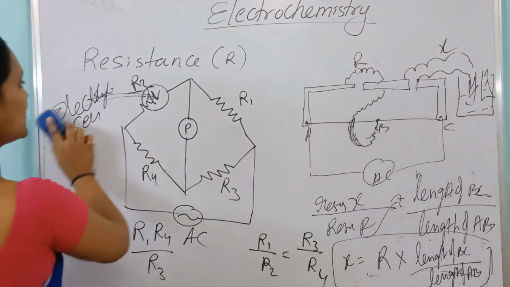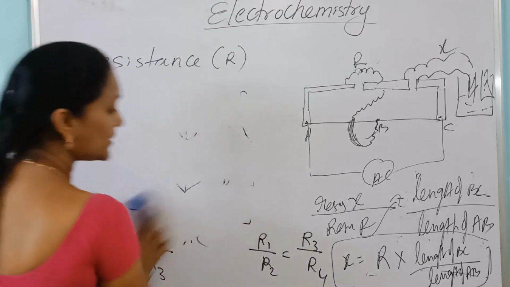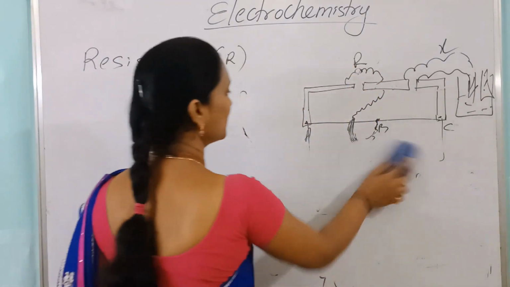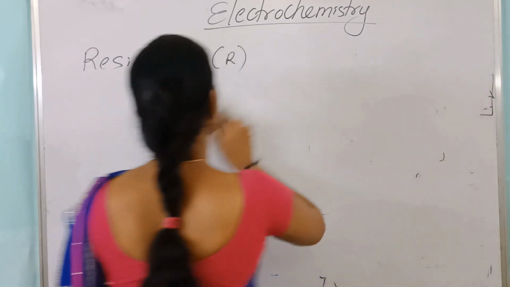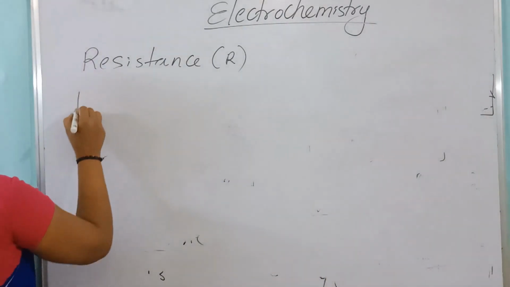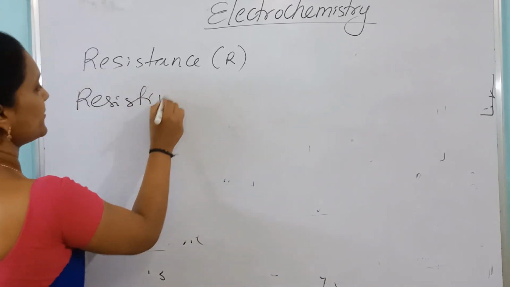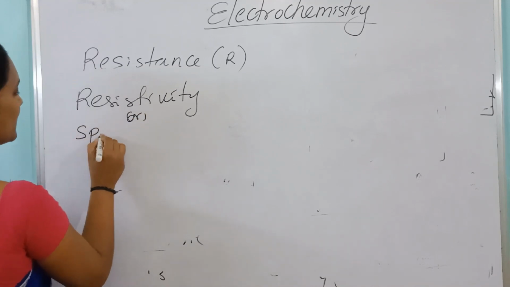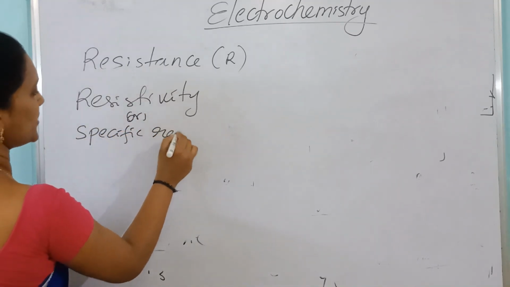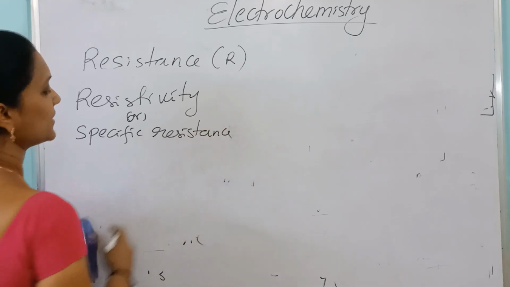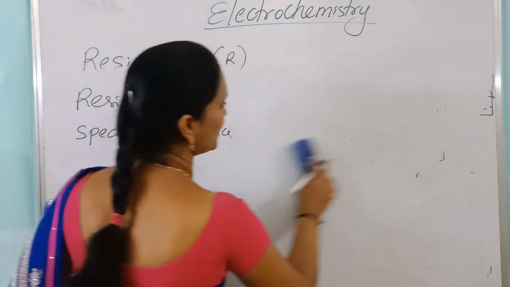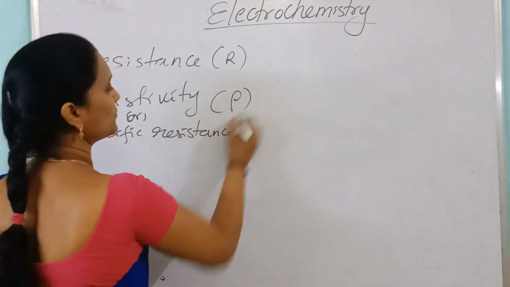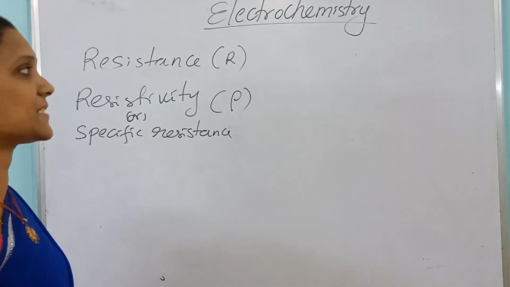Okay, so this is resistance. Now anyhow, what is resistance? Obstruction to flow of current. Units of resistance are ohms. Now, resistivity, or specific resistance. It is represented by rho. So, what is this resistivity or specific resistance?